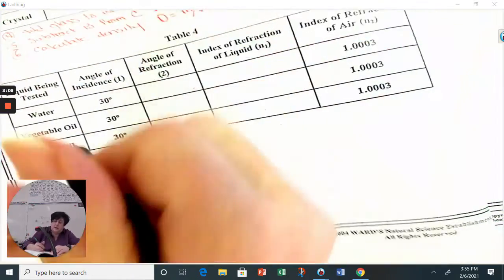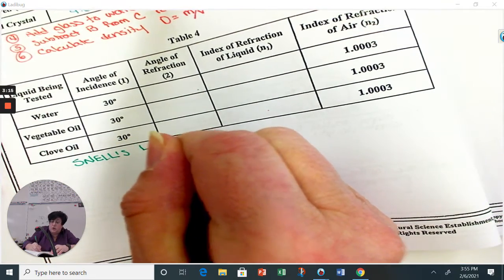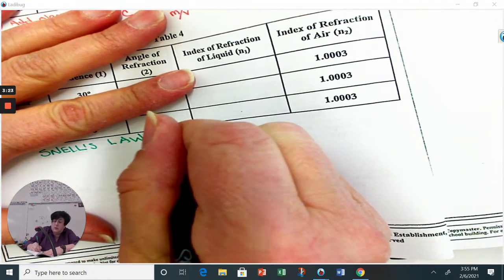Now, all of this is governed by Snell's law. And you may start to tremor when you see Snell's law, but what I'm going to tell you is we're just going to turn it into something that is an algebra, and you solve for x. I will help you with this.